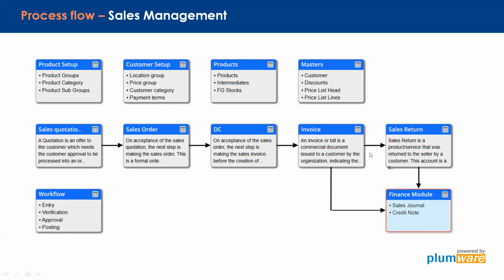Once the invoice is posted, sales JV will be created in the account finance module. Similarly, if a customer is not satisfied with the products, he may return them to the company. That is called the sales return process. Once it is taken into the application, on posting it, a credit note is generated. It is integrated with the finance module.